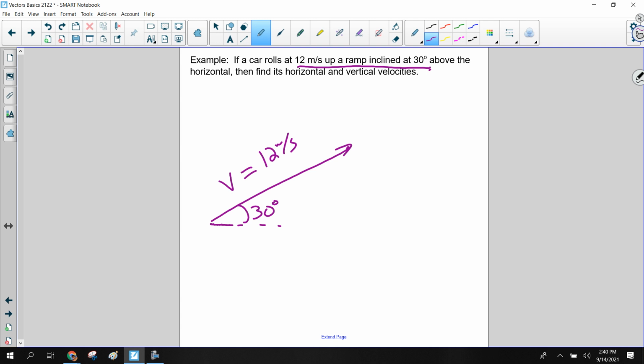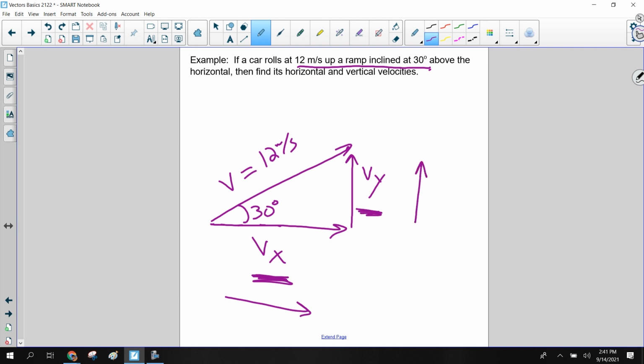So I'm going to draw in my components. Here's my horizontal velocity, that's the horizontal component of the vector. And here's the vertical component. So this represents how fast the car is moving forwards. This represents how fast the car is moving vertically. So to solve this, we're just going to do SOHCAHTOA. We've got a triangle here, and we know one side and one angle. So let's go through and label our sides. Here's my right angle, which means this guy is my hypotenuse. Because this is theta, this guy is my opposite, and this guy is my adjacent.